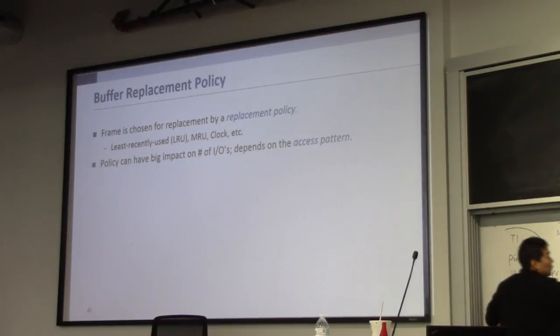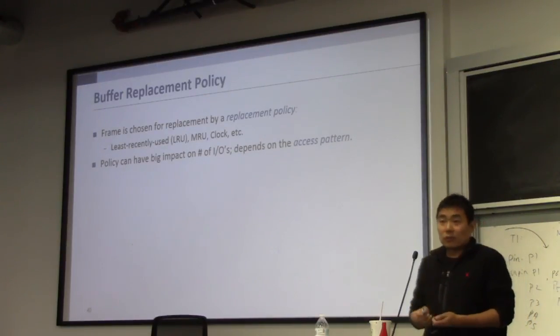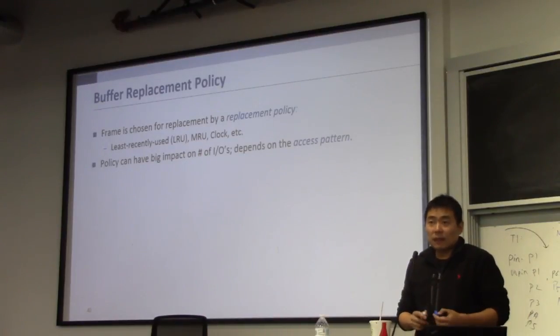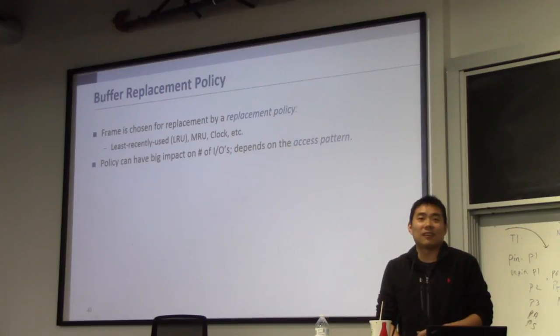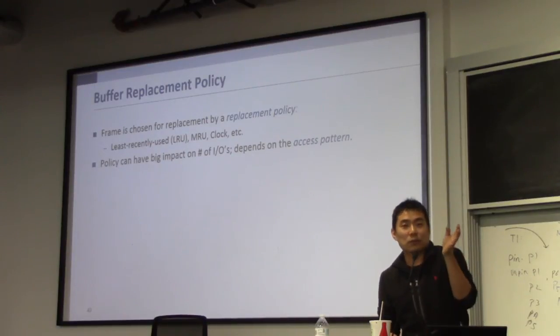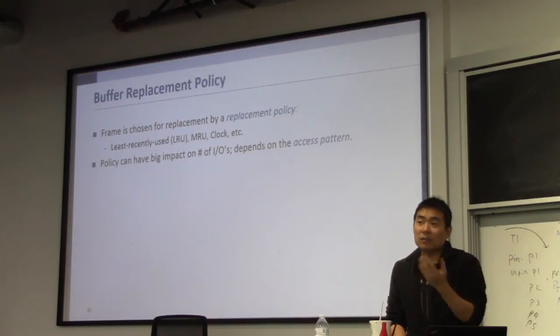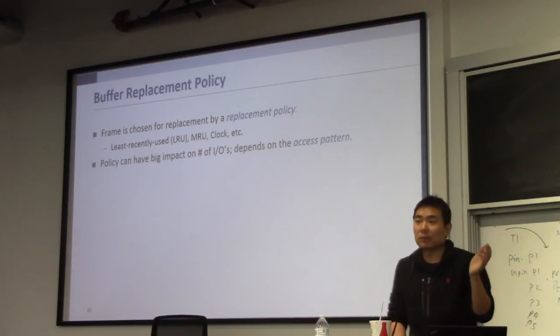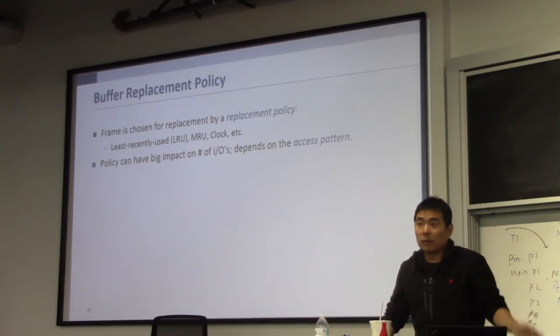Because when you are requesting P5, you end up replacing this, P4 is still there, and so on and so forth. Do you follow me? But how can you make this decision? In some sense, you are trying to predict the future, right? There's not really a good solution to this. People generally use one of these buffer replacement policies, LRU or MRU.